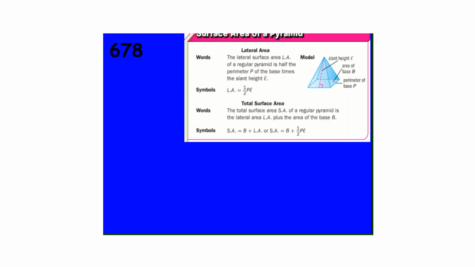Okay, so they show you this formula here, where P is the perimeter of the base. So they have you, if you want to do it this way, get the perimeter of the base and take that times the lateral height here. Okay? And then you take half of that. Half, because these are triangles. Okay.